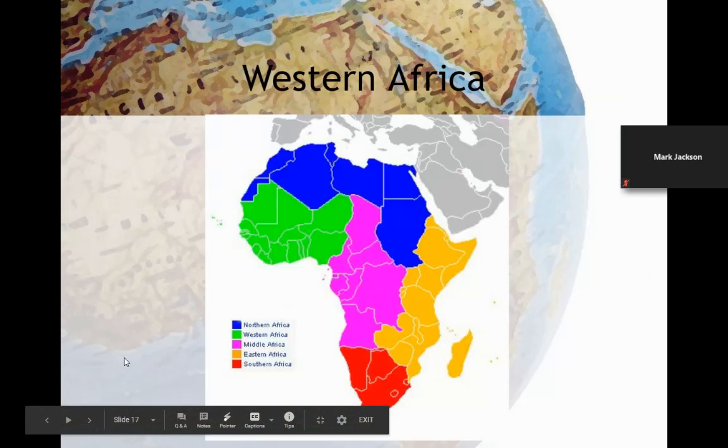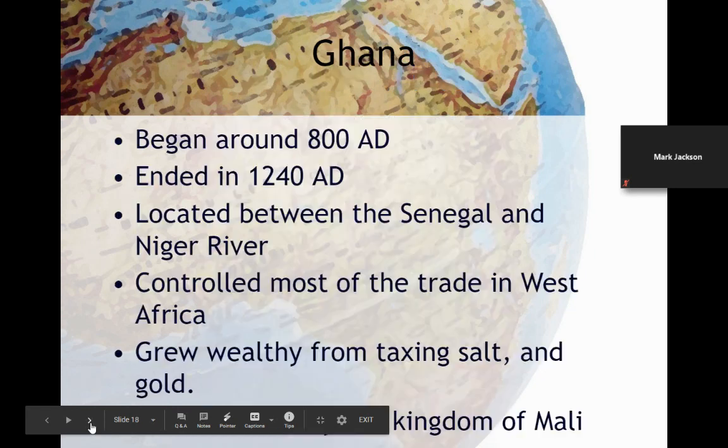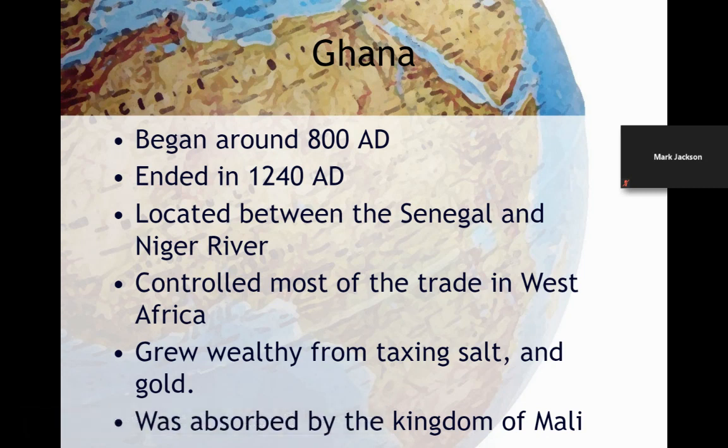So now let's shift our focus to Western Africa, the area in green. We looked at Eastern Africa first. Ghana. The Kingdom of Ghana began around the year 800 and ended in the year 1240. It was located between the Senegal and Niger Rivers, and it controlled most of the trade in West Africa.